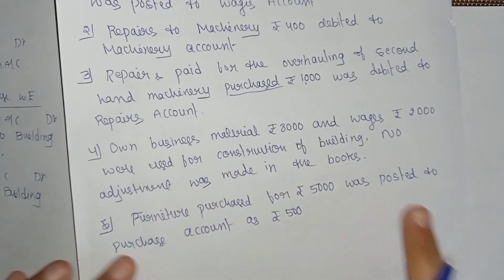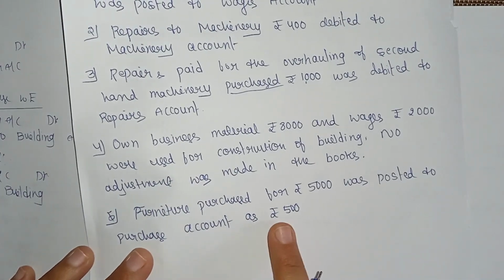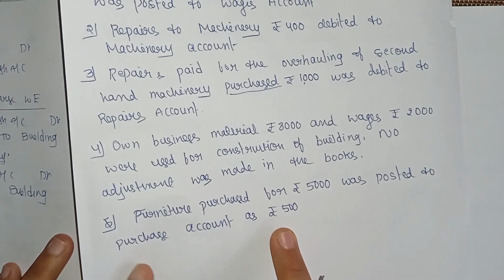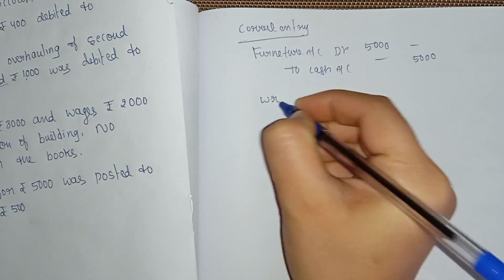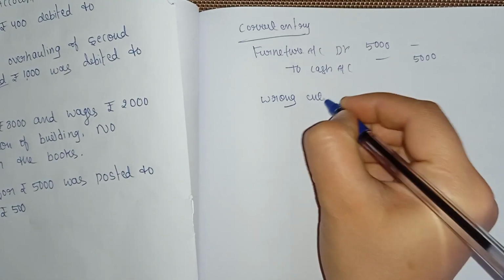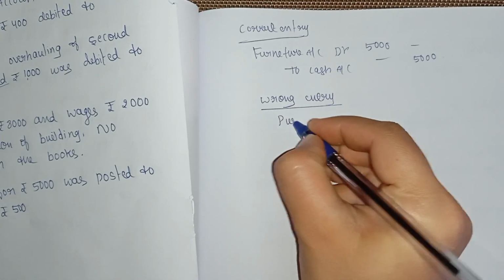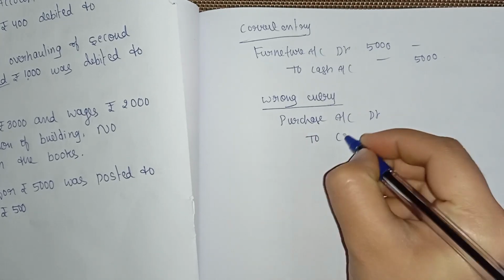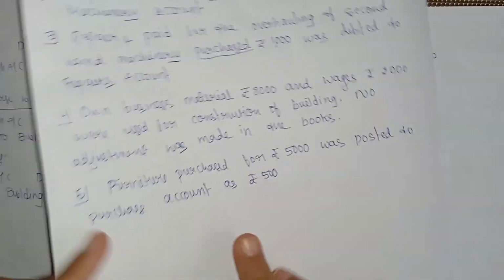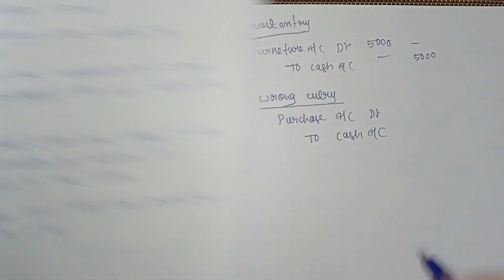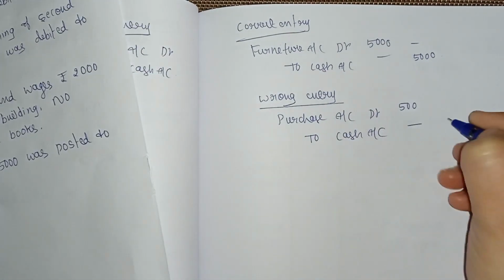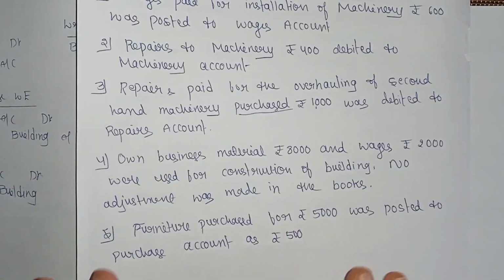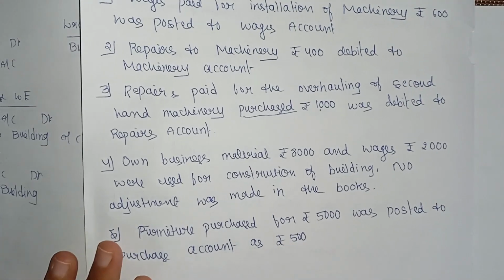And next, it was posted to purchase account as rupees 500. It means the wrong entry. Write down the wrong entry: purchase account debtor to cash account. But in the purchase account they recorded rupees 500, while in the cash account the amount is 5000. They have not mentioned the cash account, only the purchase account, that is rupees 500.